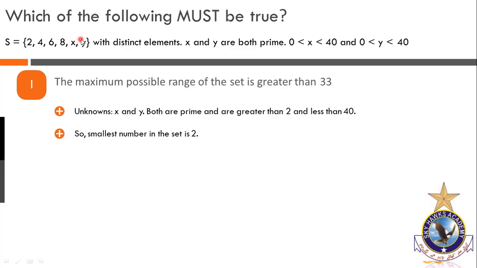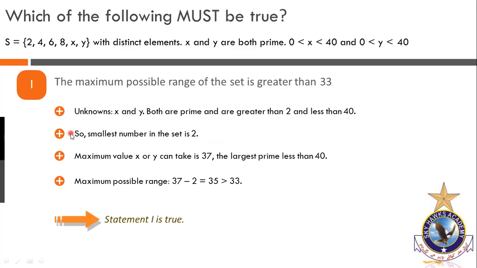And if x and y can be any number according to the given conditions, they must be prime and they must lie between 0 and 40. So the smallest number in the set is 2. If you are looking for the range, we must know the smallest value. So 2 by all means is the smallest value of the given set. Now we'll have to get the greatest value of the set to find the range. So the maximum value x and y can take is 37, as you were saying.